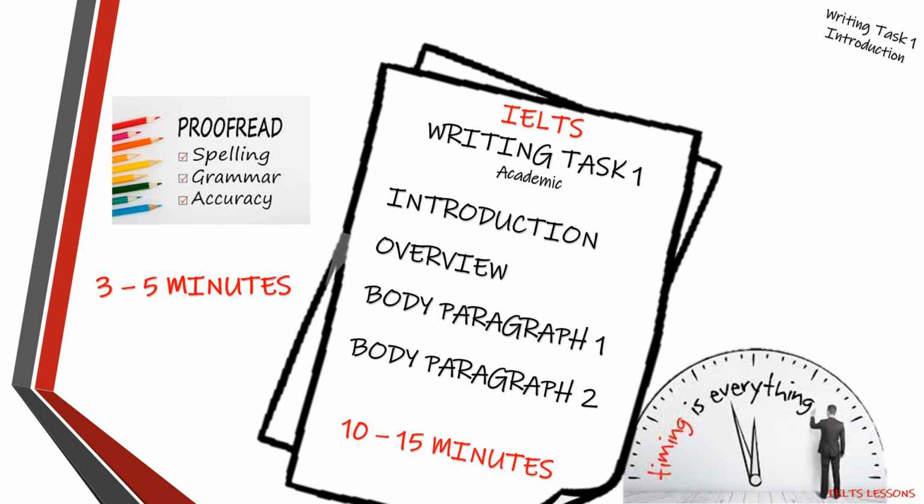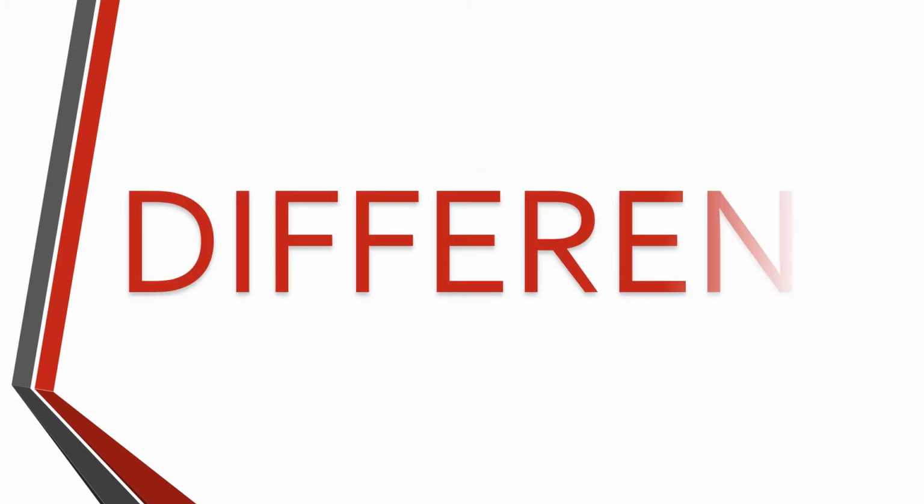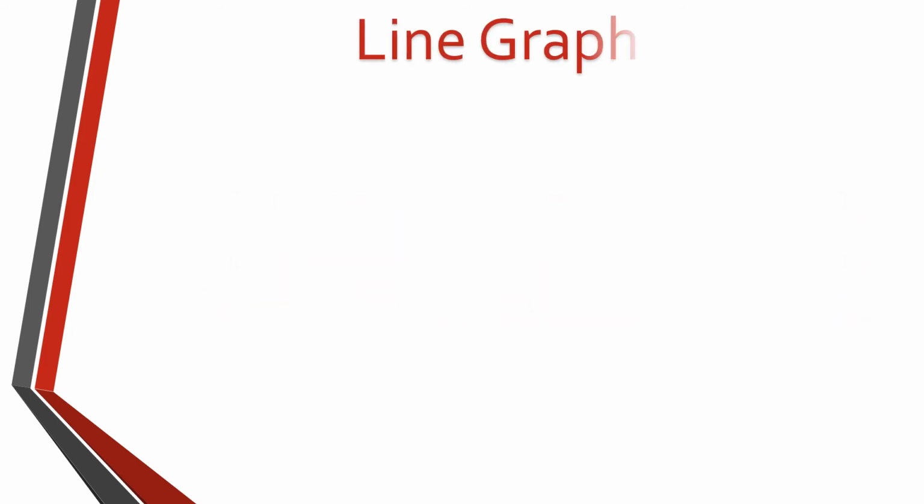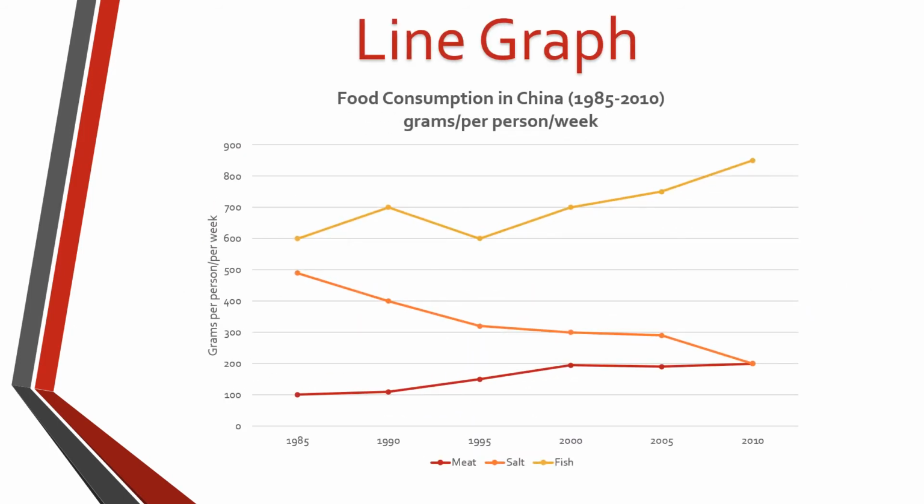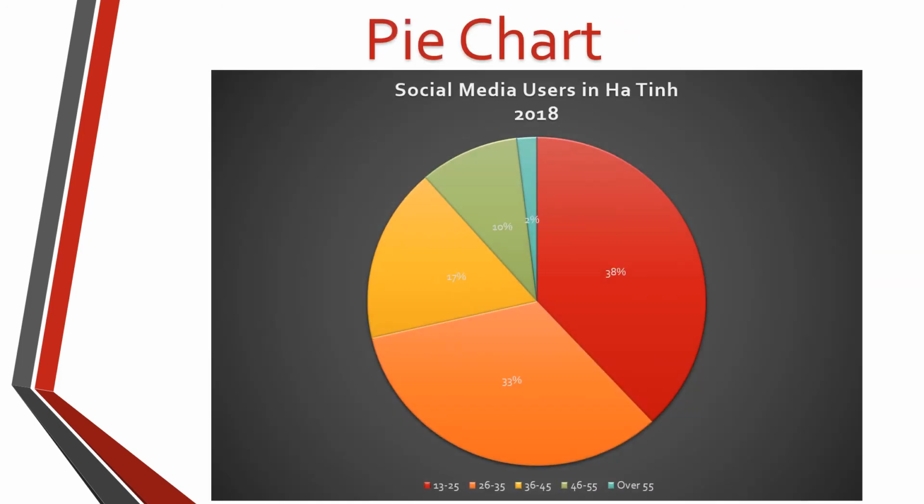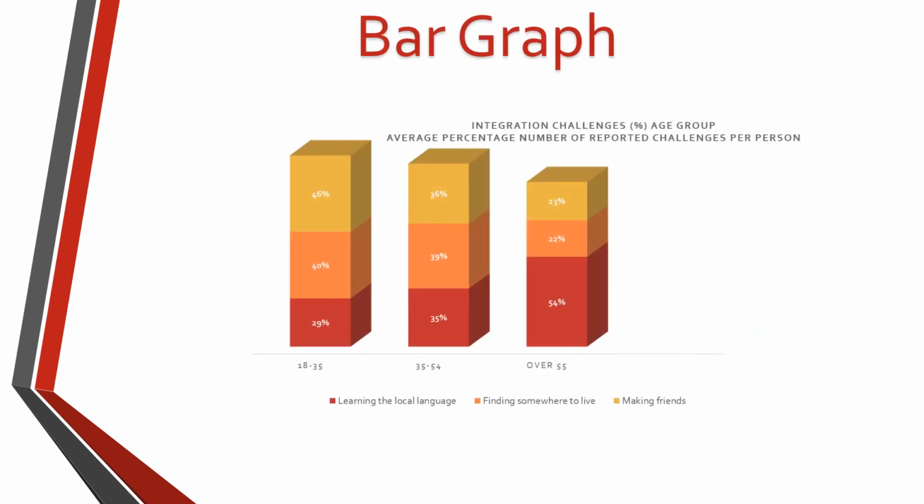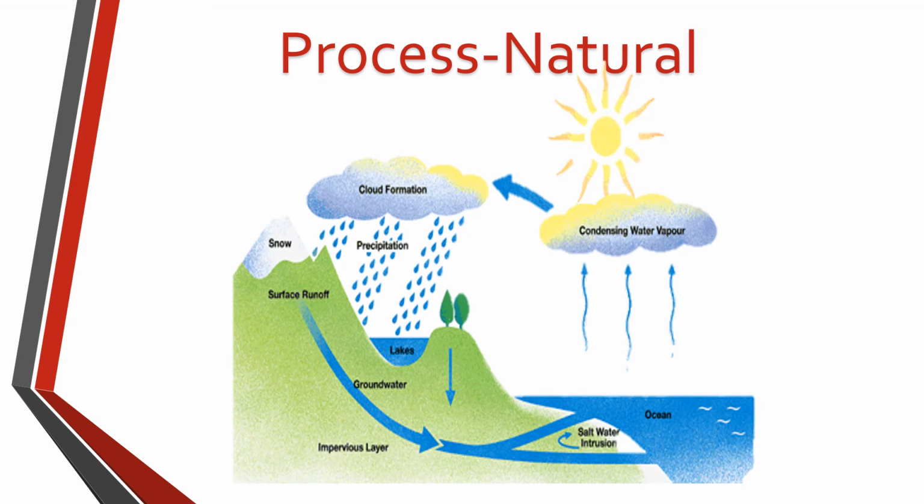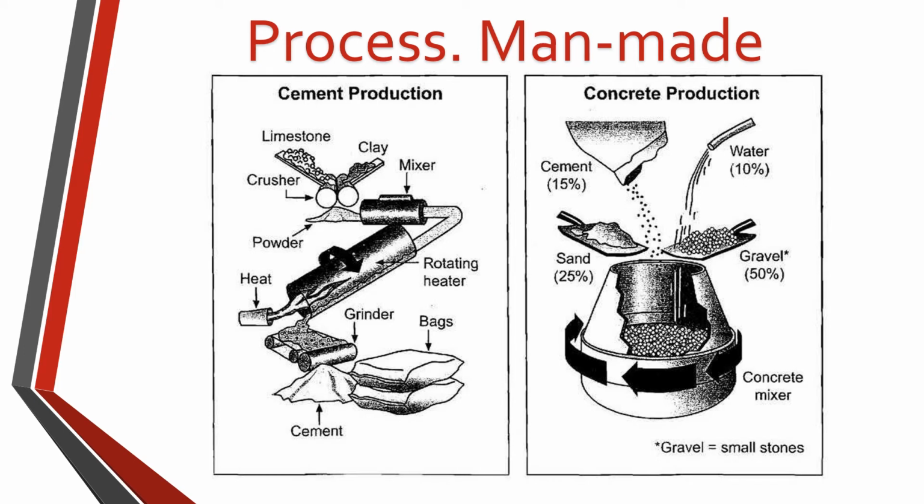Okay. Now you may ask, what are the different types of graphs in writing task 1? So in writing task 1, we have data essays, which can be a line graph, a pie chart, a bar graph, a table, a combination, a map, process, which can be natural process, and lastly is a man-made process.